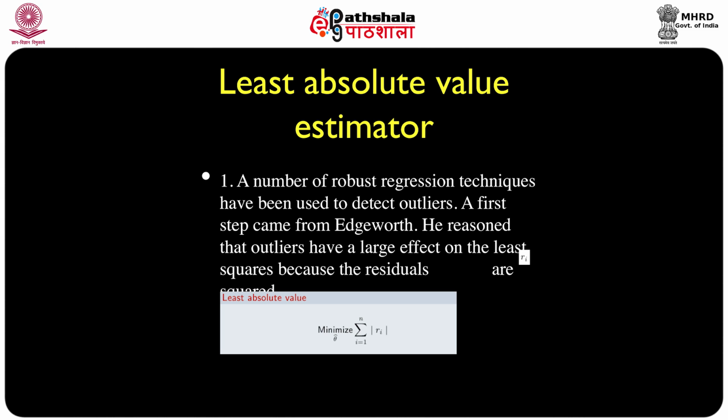A number of robust regression techniques have been used to detect outliers and to eliminate their effects in the estimation of the regression parameters. A first step in this direction came from Edgeworth. He reasoned that outliers have a large effect on least squares because the residuals Ri's were squared and we were then taking the sum of the squares. So instead, he proposed the use of the absolute value of the residuals, taking the sum of the absolute values, and then minimizing this function to obtain the estimates of the regression coefficients.